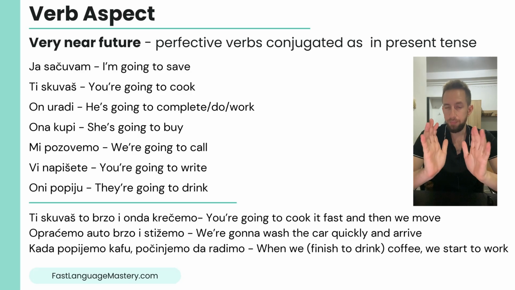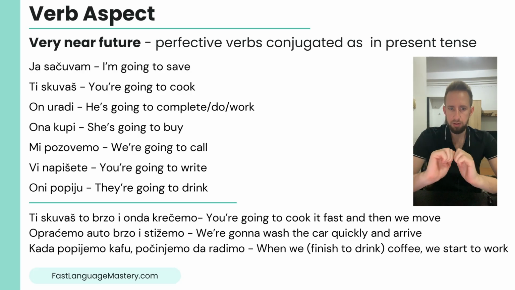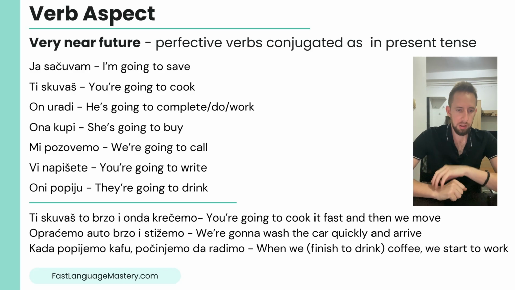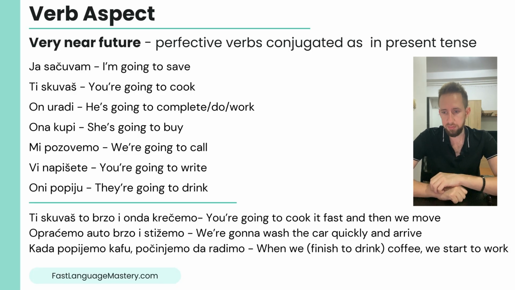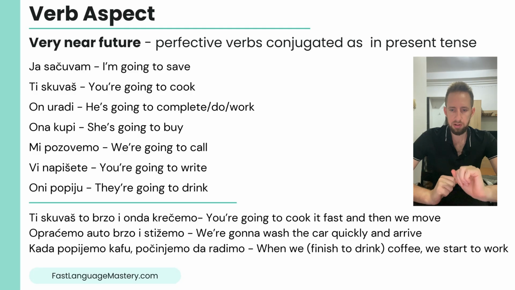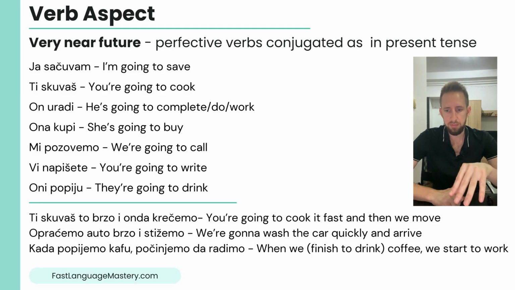In this case, when we use this very near future tense, we usually use it with some clarifications. Here are a few examples, and I will explain it based on these examples. Ti skuvaš to brzo i onda krećemo. You are going to cook it fast and then we move. So you can see there is a clarification, brzo, which means fast or quickly, and then we move.